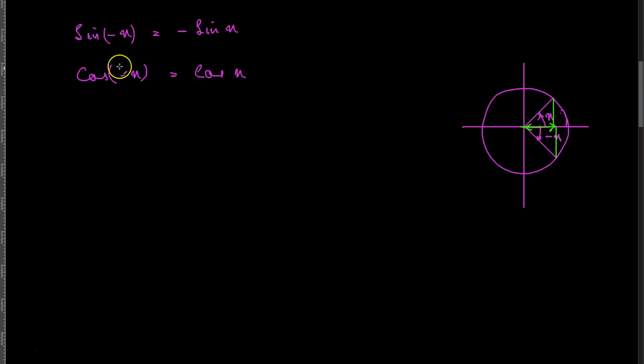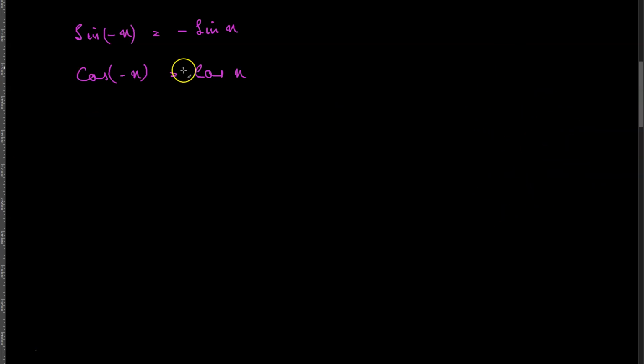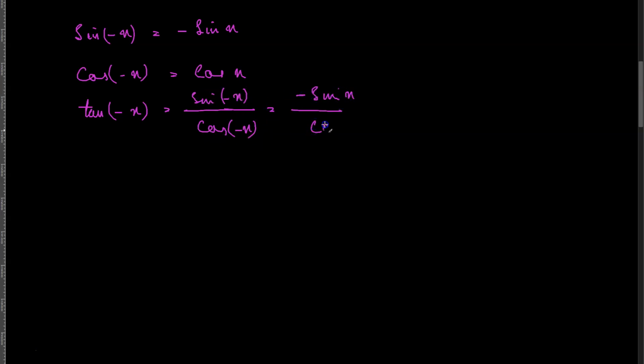And then the next thing that you need is other trigonometric ratios. For example, tan of negative x is the same thing as sine of negative x over the cos of negative x, where sine of negative x is equal to negative sine x, cos of negative x is equal to cos x, and that is equal to negative tan x. So tan of negative x is equal to negative tan x.